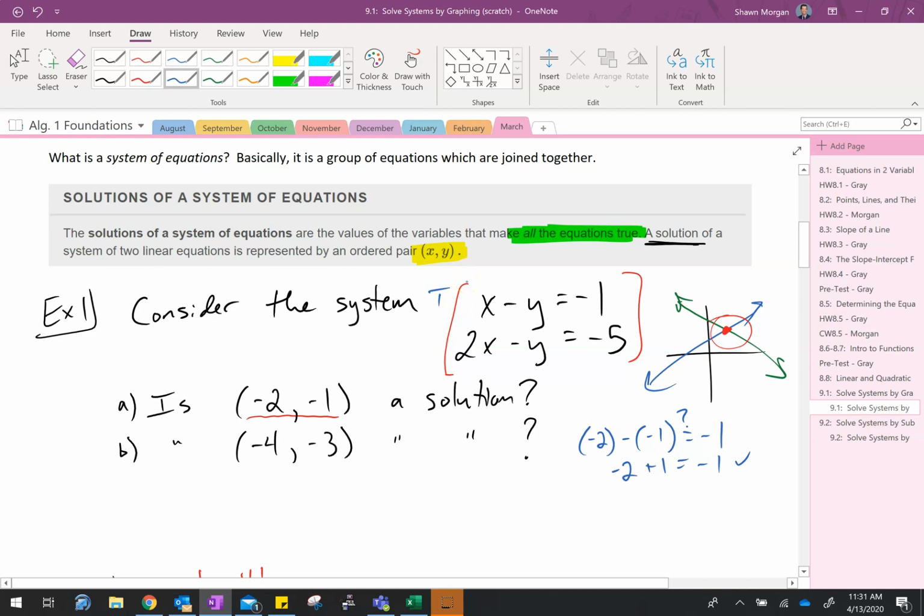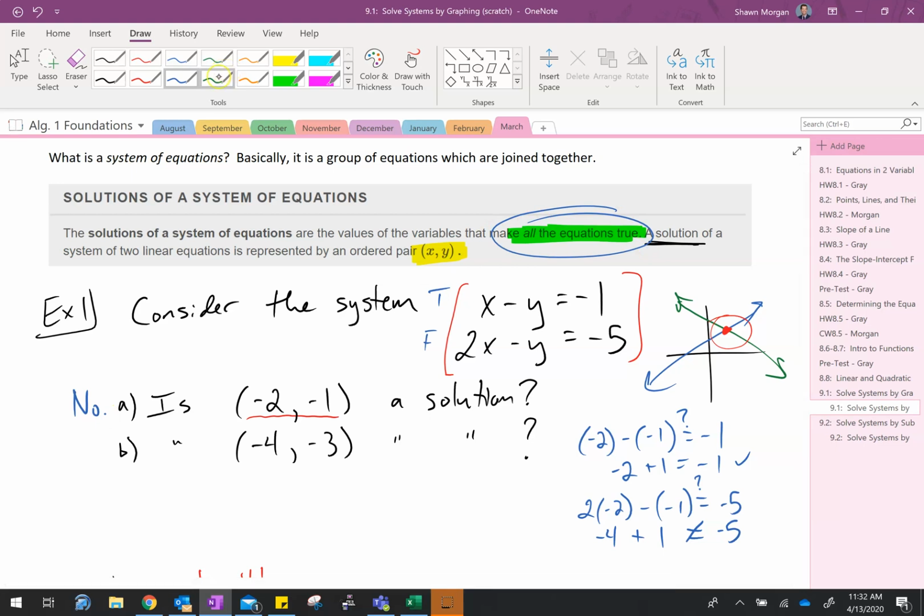Let's see if it's a true statement on the second equation. 2 times -2 minus, and then again we're plugging in -1, and we want to say, hey, does this equal -5? Let's see, -4, again plus positive there for that one, and this does not equal -5. So we would have to say false, and therefore a no to this one, again, because it has to make a true statement in both equations.